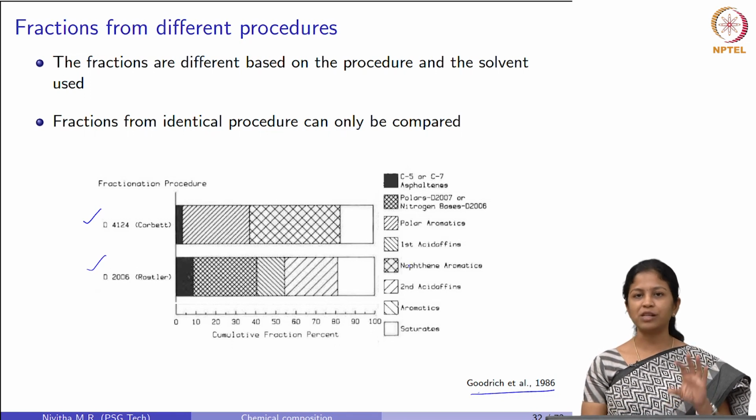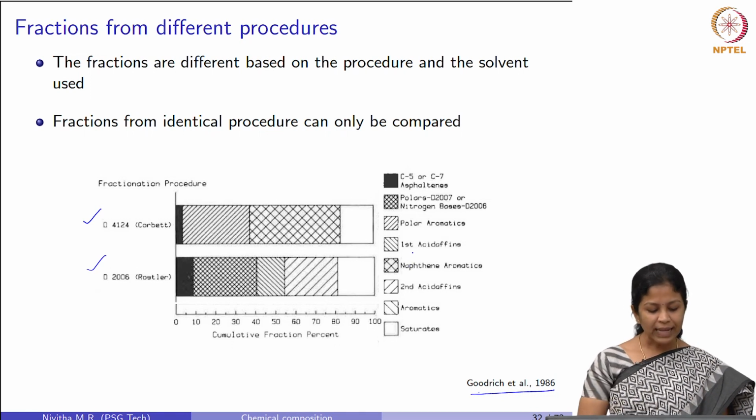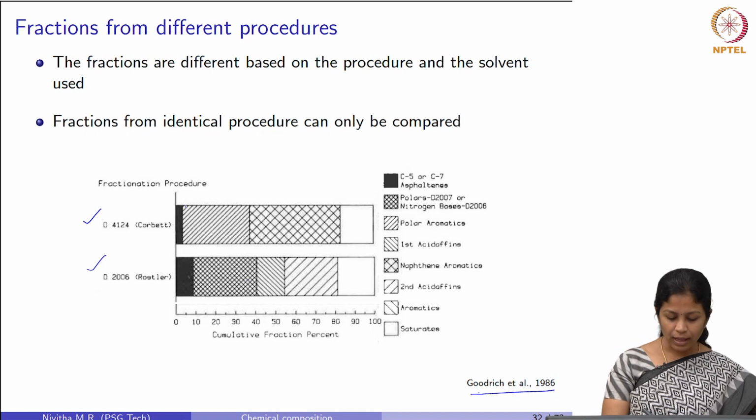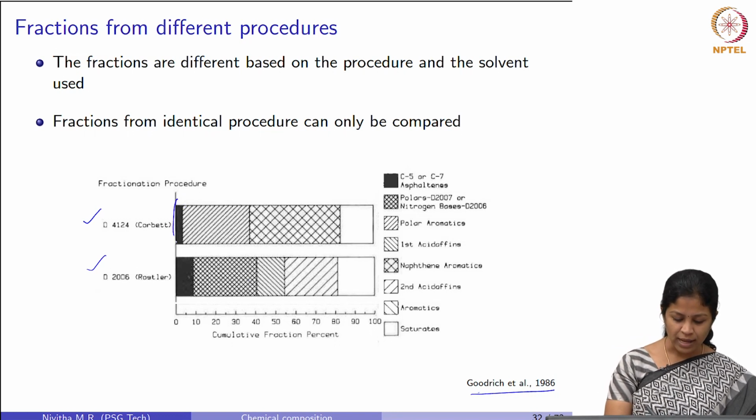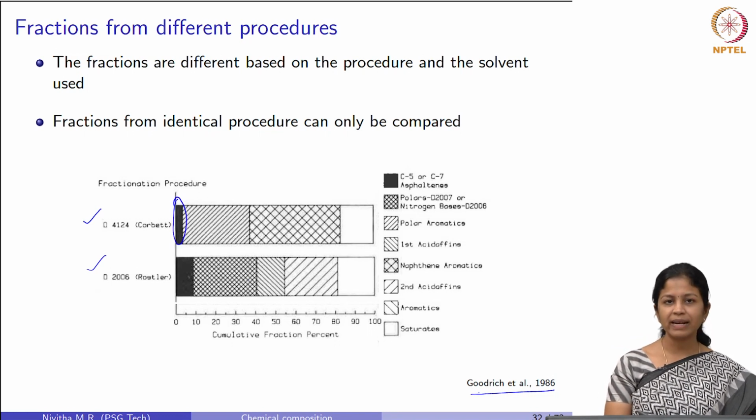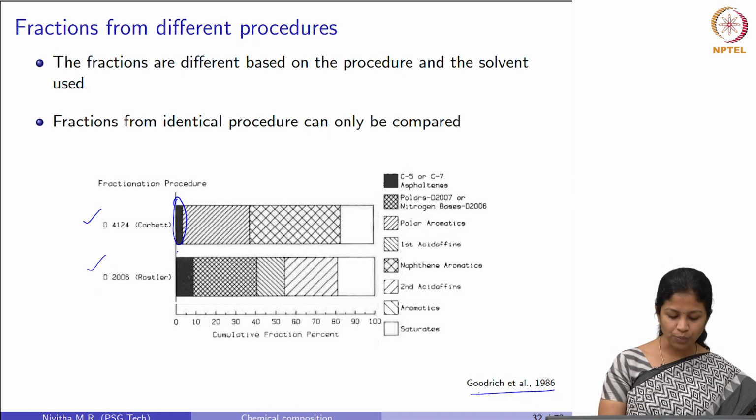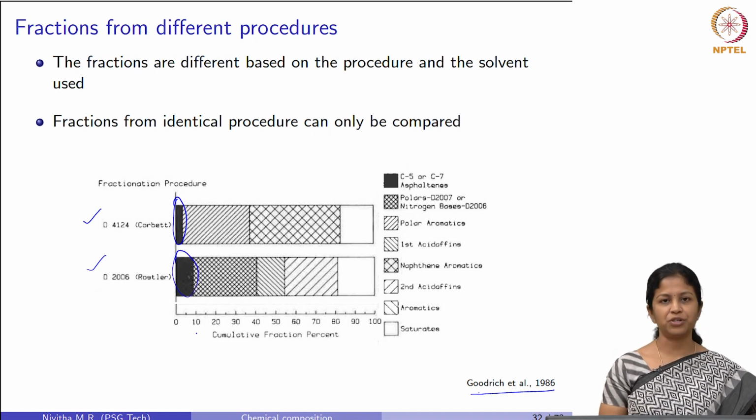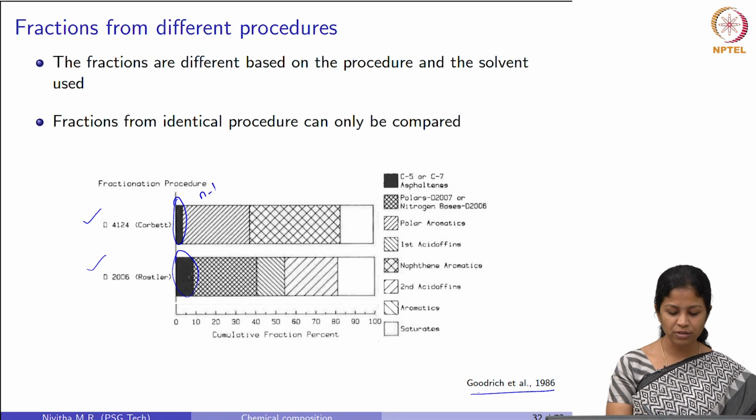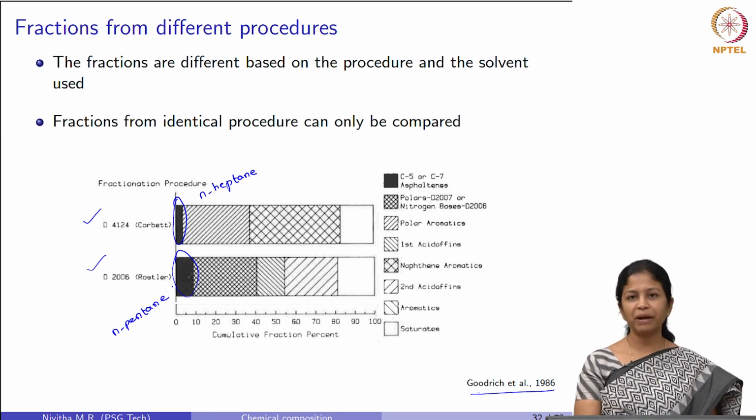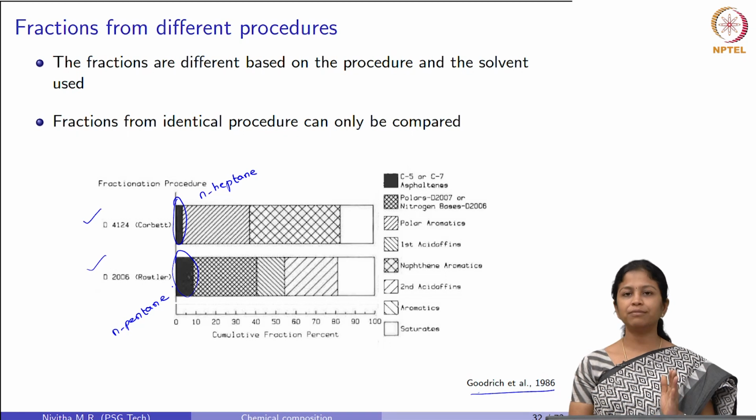Let us just compare the asphaltene fraction alone. Like I mentioned earlier, the amount of asphaltene fraction in the Corbett procedure is relatively lower compared to what we get from the Roasler procedure. This is because here we use N-heptane as the solvent, whereas here N-pentane is used as the solvent. So, depending upon that we will get different fractions.